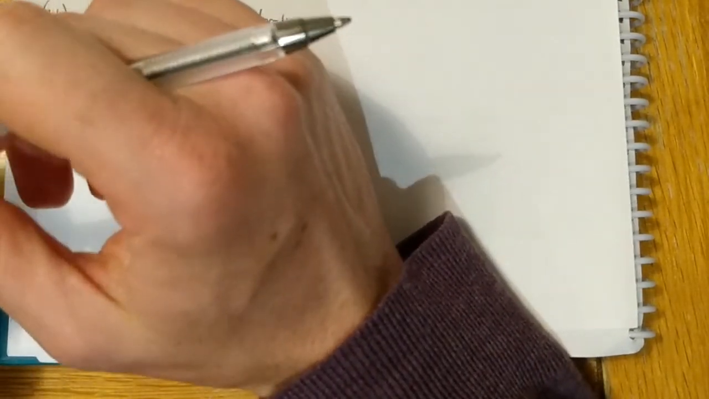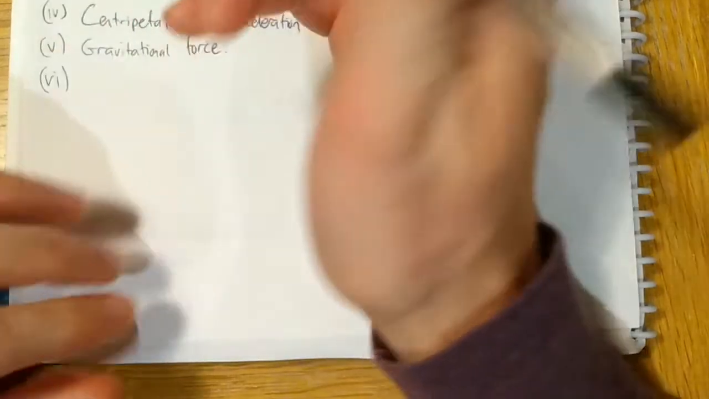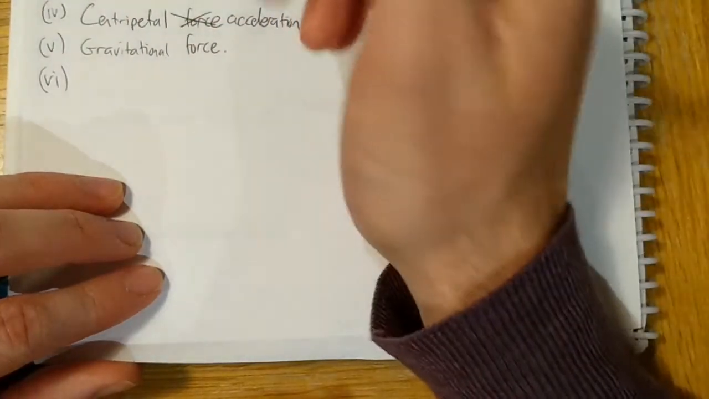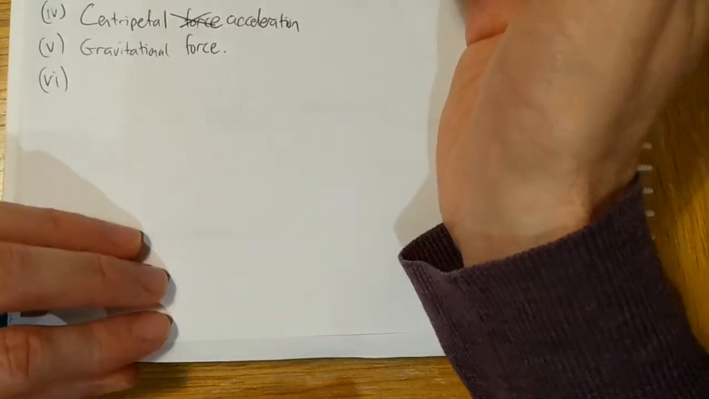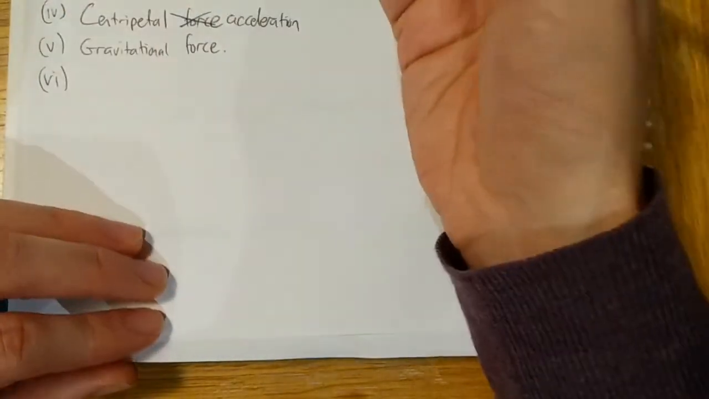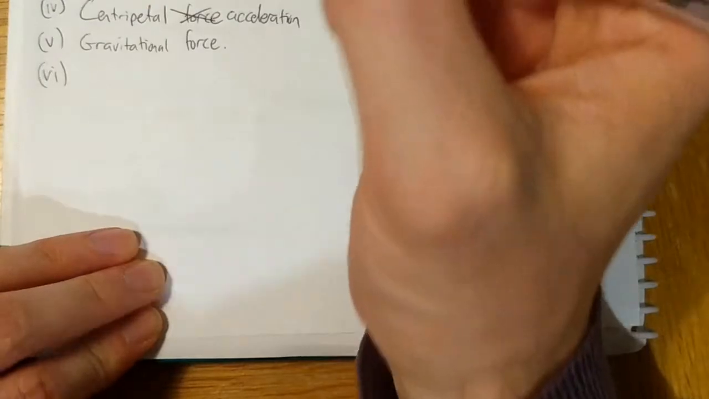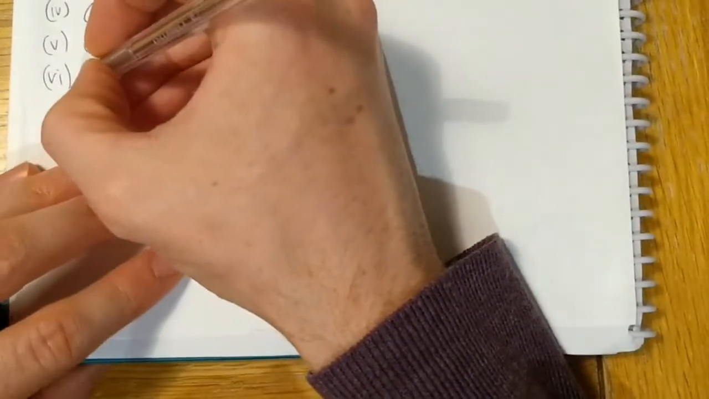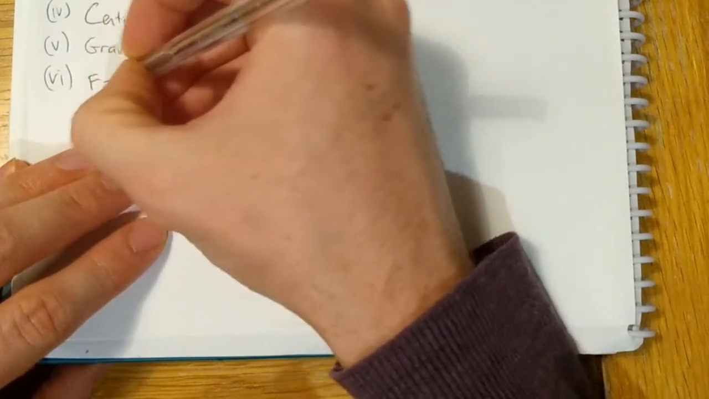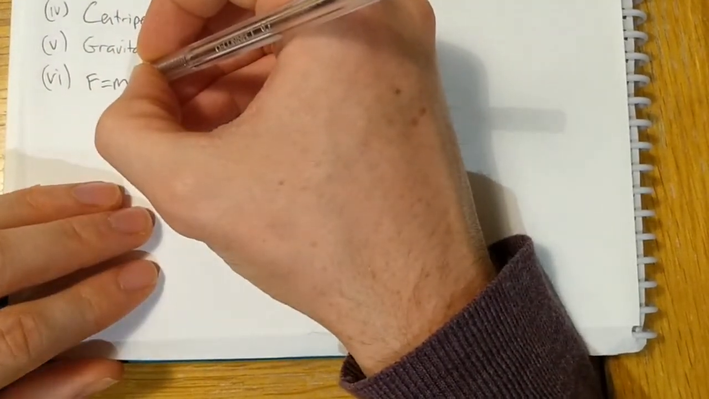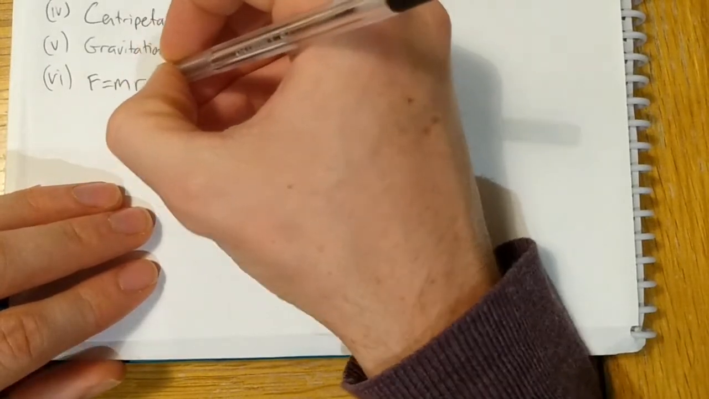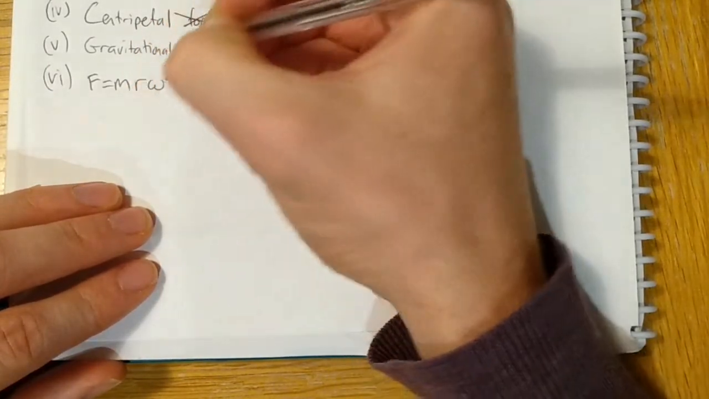Next bit. Calculate the attractive force between the Earth and the space station. Okay, so we don't know the mass of the Earth, so we can't use Newton's law of gravitation. If you look ahead, that's actually the next question. So we need something else that can help us here. What we're working with is the centripetal force calculation, which is m r omega squared.